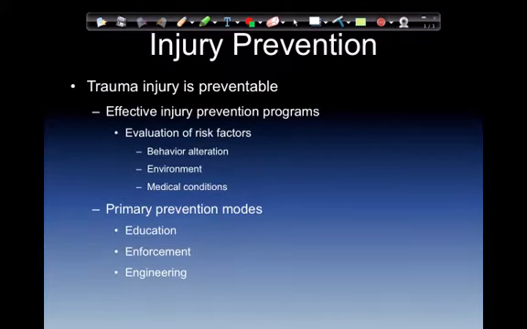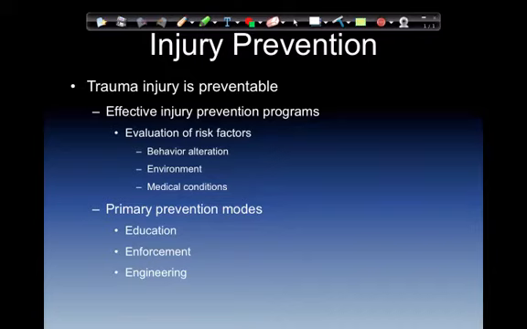Injury prevention. Trauma injury is preventable. Injury prevention programs involve evaluation of risk factors. Risk factors increase an individual's likelihood of developing a condition, and that's what risk factors are. These include behavioral alterations, like public education to reduce driving while impaired, environmental observations, living conditions, detection of threats, lack of smoke detectors, and medical conditions, hypertension and stroke.